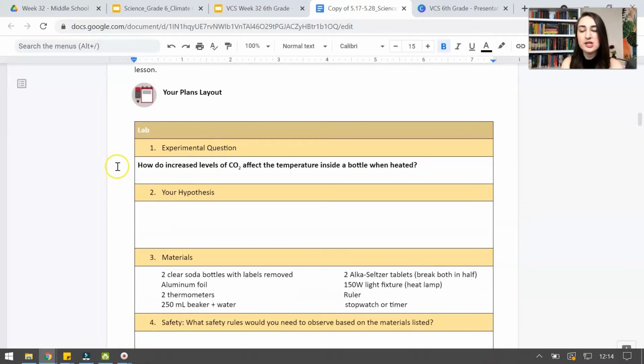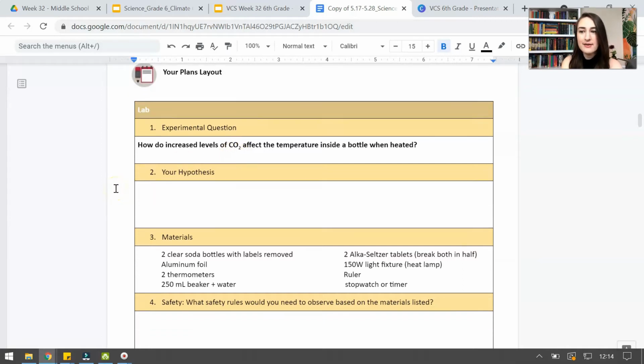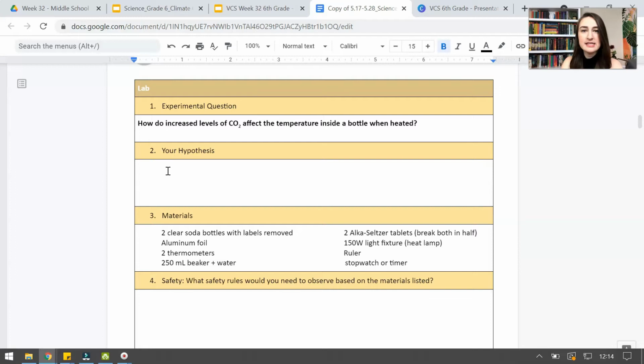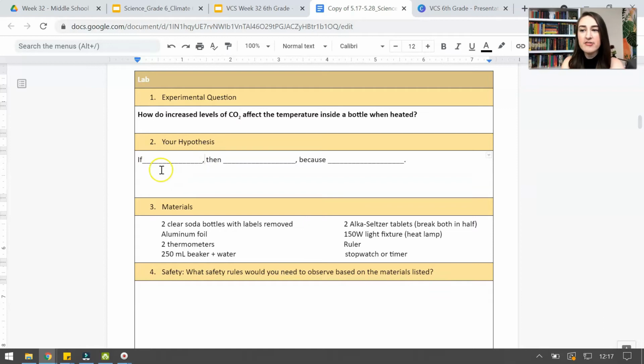We have our experimental question, and our question is, how do increased levels of CO2 affect the temperature inside a bottle when heated? And remember, CO2 is just carbon dioxide. And then we have a space for our hypothesis. So we want to start out with if blank, then blank, because blank. All right, and this first if is going to be if we do this. So if we, and then how do increased levels of carbon dioxide affect the temperature inside a bottle when heated?